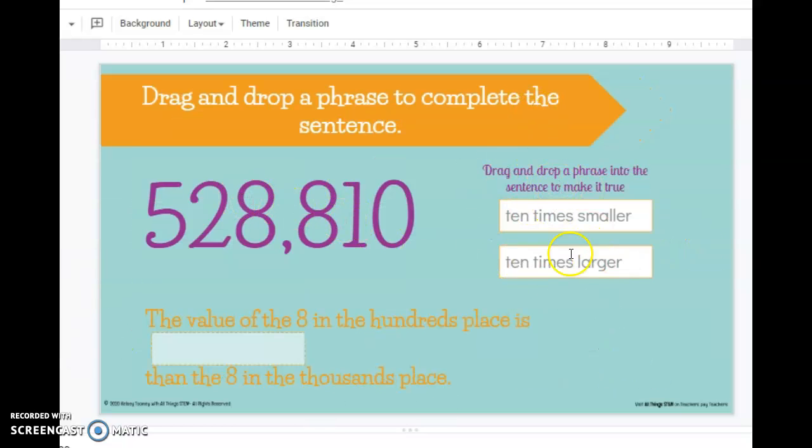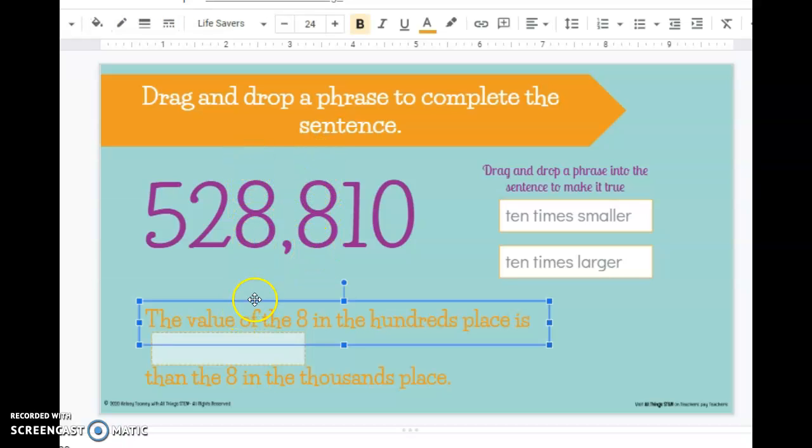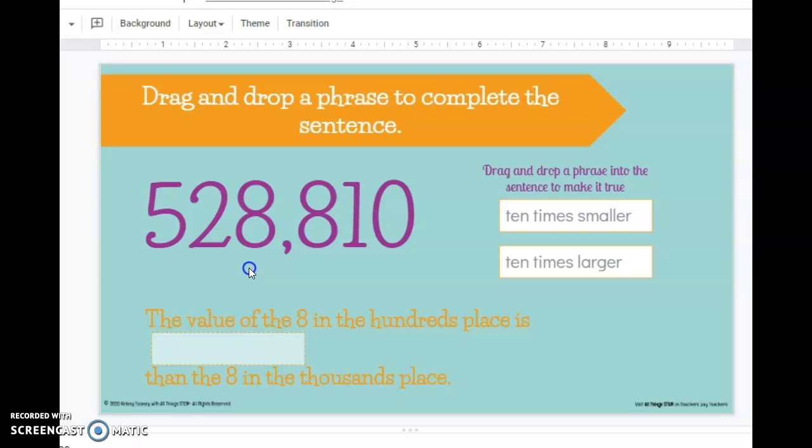So now we did this yesterday, but just up to our hundreds place value. We're going to expand on it and go to our 100,000s place value. So I want us to look at this one. The value of the 8 in my hundreds place is blank than the value of the 8 in my thousands place. Well, hundreds and thousands, which one is bigger? Your thousands is bigger, so I know that my 100 is going to be smaller than my thousands. I would rather have $1,000 than $100. 1,000 is more, 100 is less.